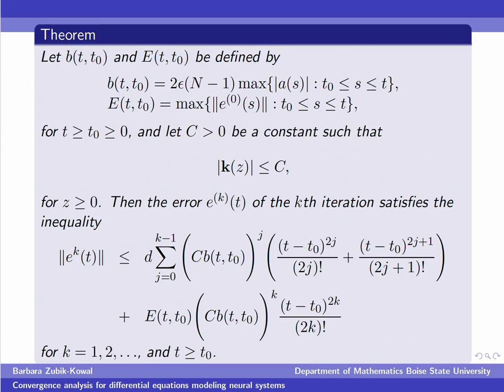Now, this theorem presents an error bound derived under the assumption that the kernel is bounded. This assumption is natural because all kernels used in practical applications are bounded. The error bound consists of two main components. The first involves d, while the second involves the maximum error of the starting iterate, and this maximum is taken from t0 to t. Both components involve the constant C and the values of t and t0.